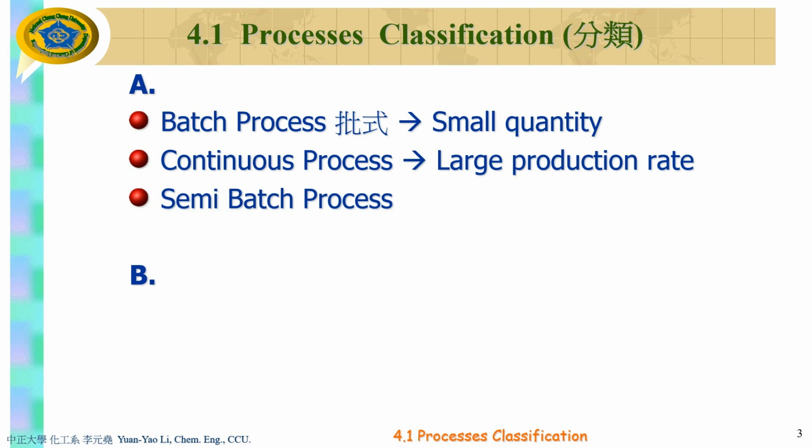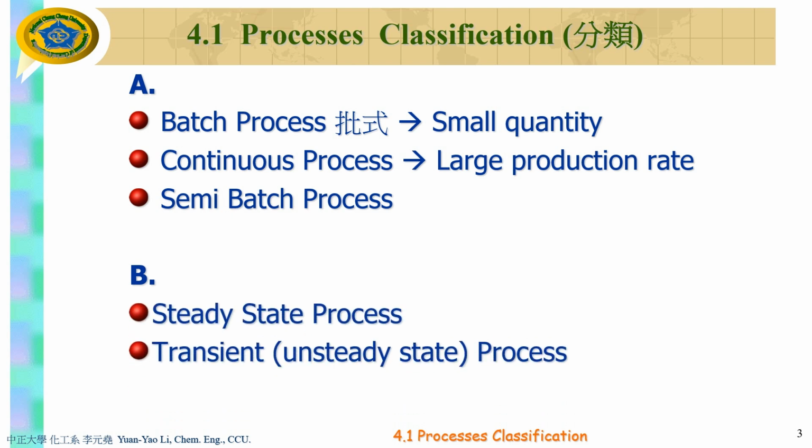Batch is normally for a process conducted with a small quantity of materials, but the continuous process is always for large production. In chapter 1 we used penicillin as an example. Remember, for you to know what is batch and what is continuous process. The second classification of the process is what we call steady state process or transient process. What is transient? Transient can be called unsteady state.